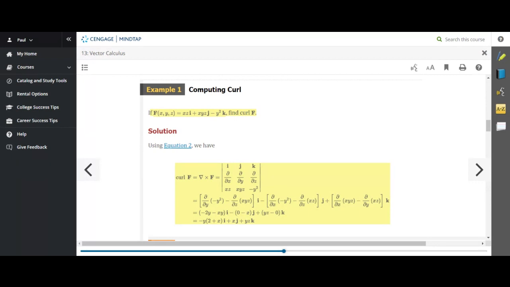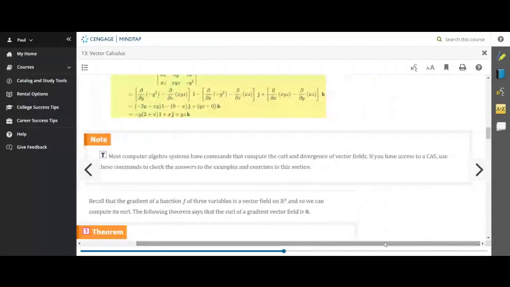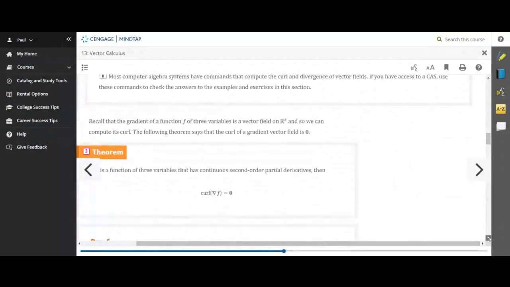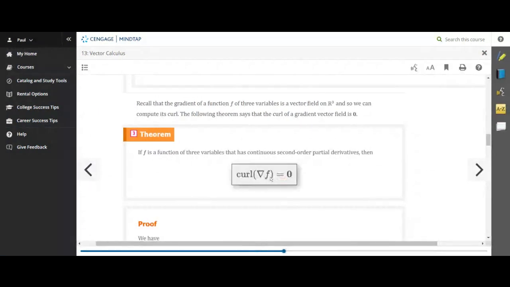I'm not going to do all of 13.5 because we're almost out of time here. But let me point something out here. Why is this curl going to be very helpful for us? Well, one thing is, it turns out that the curl of the gradient field is equal to the zero vector.